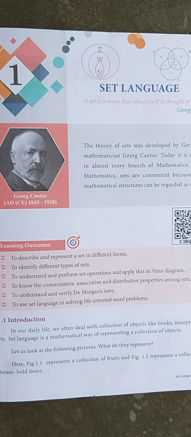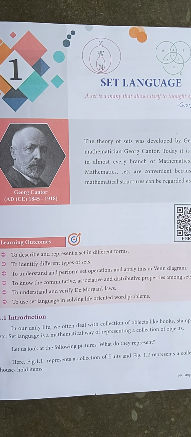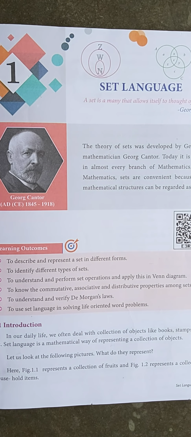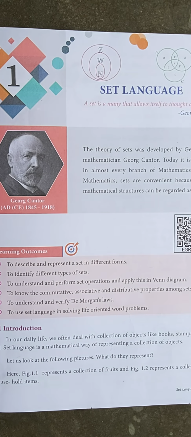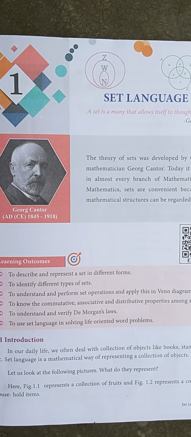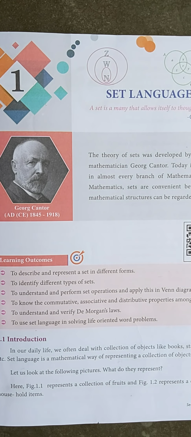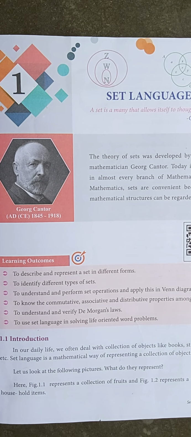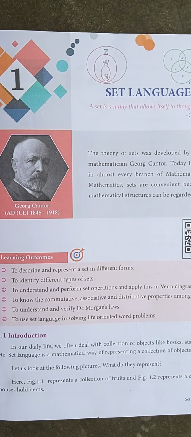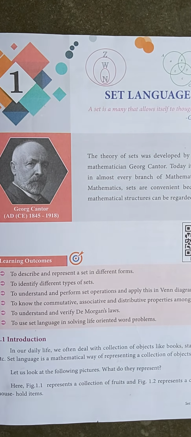Last class, you learned about types of sets. Five types you studied. Empty set means a set with no value inside. Second one, singleton set. Singleton set means only one element in the set. Third one is finite set. Finite set means only countable elements. Fourth one, infinite set. That is uncountable elements.